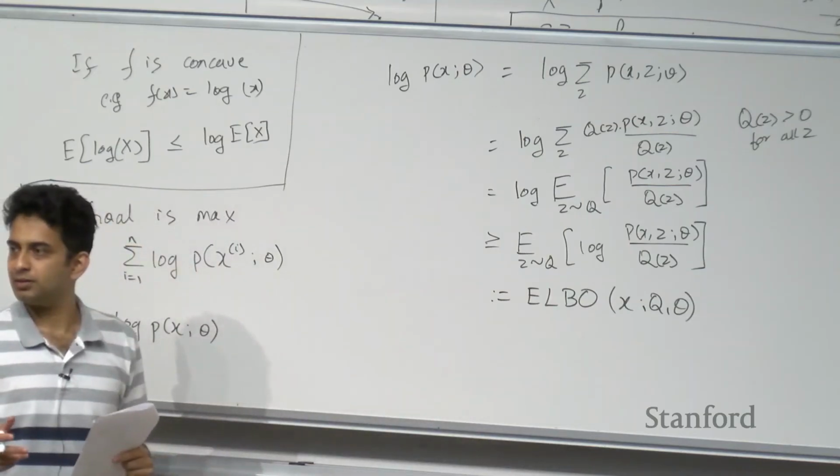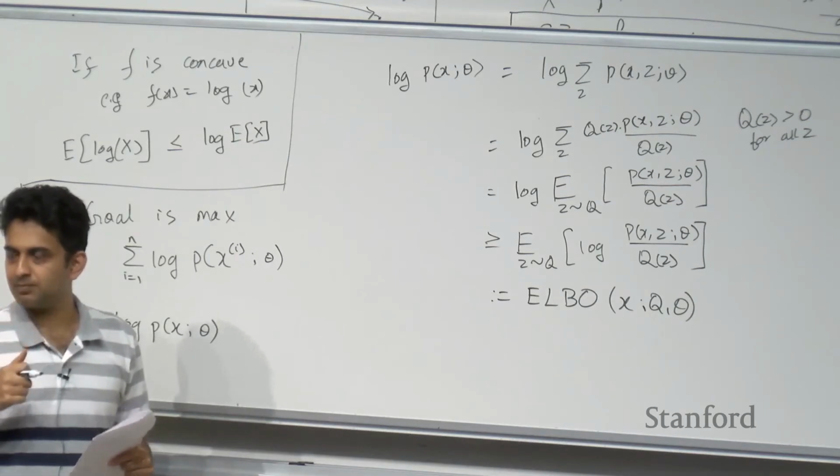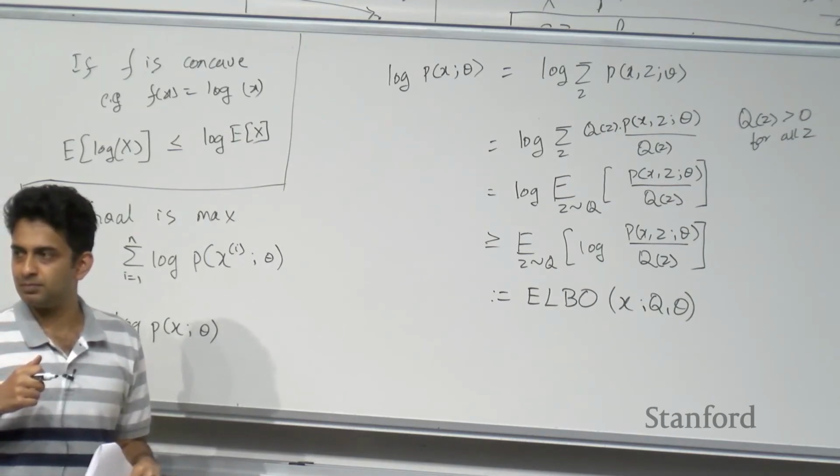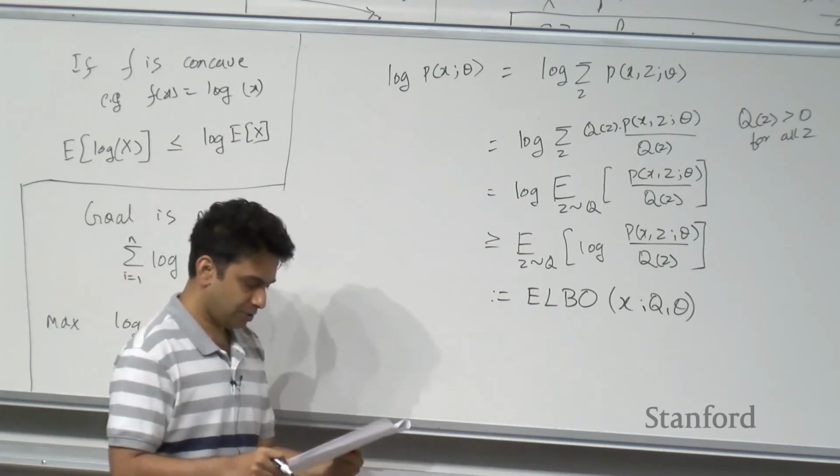Yes, question? Let's say the ELBO has some capacity where it can go to a maximum, and then your likelihood can go up to here. Will it be able to take it to its maximum? We're going to come to that. All right.